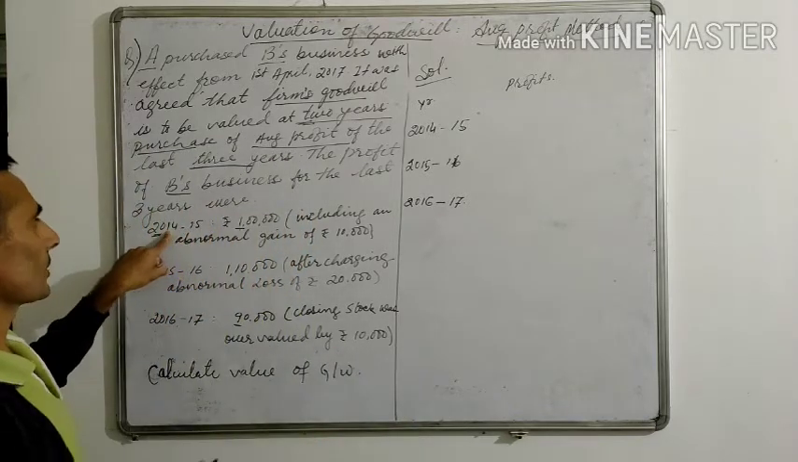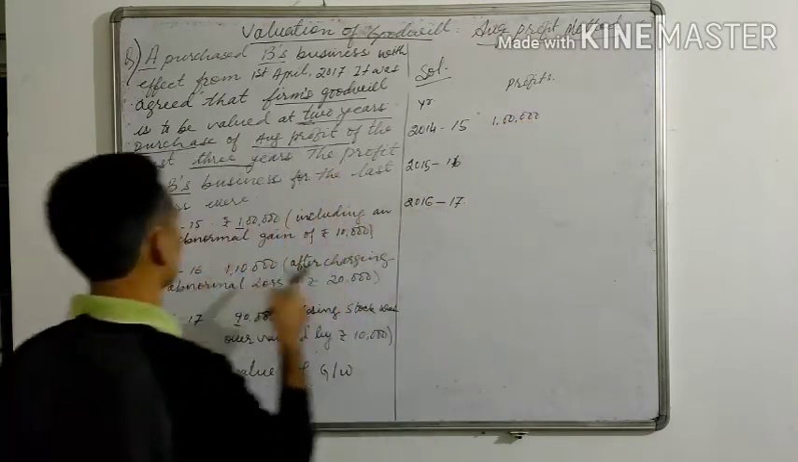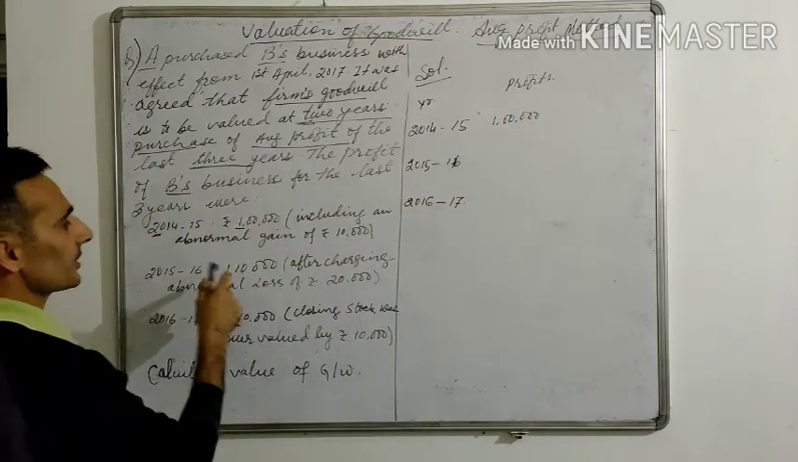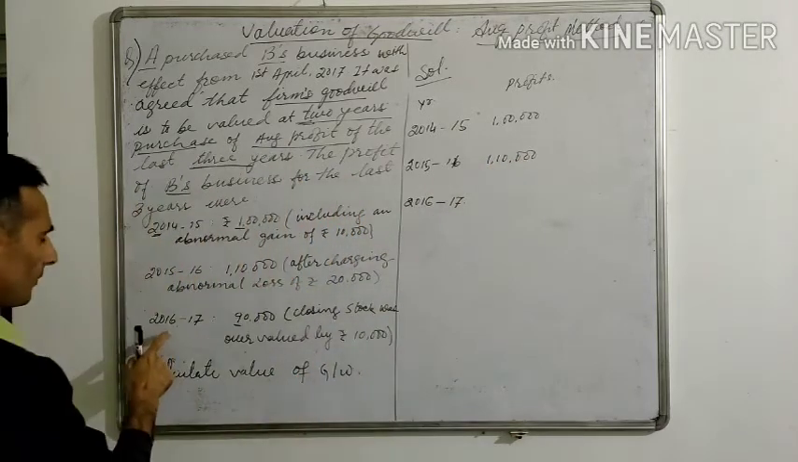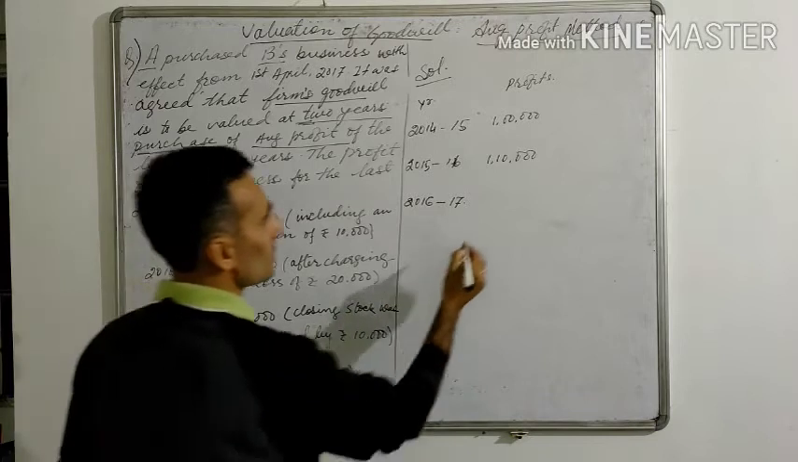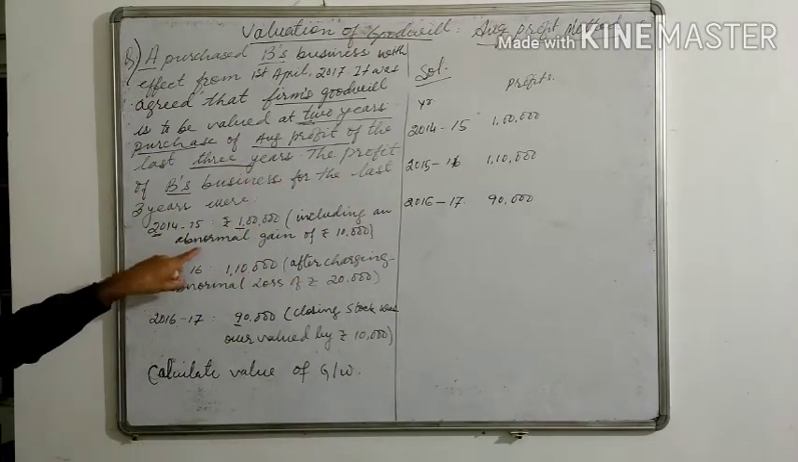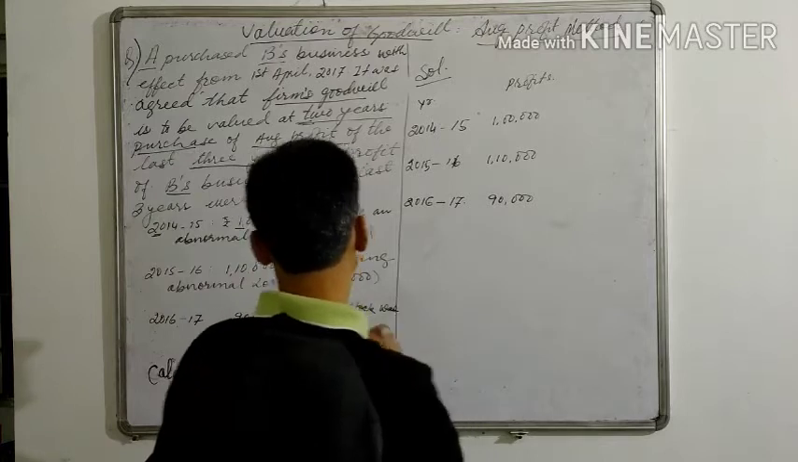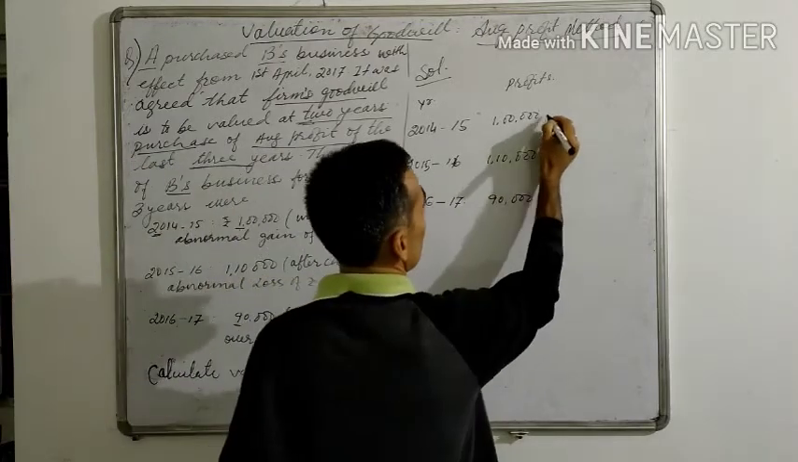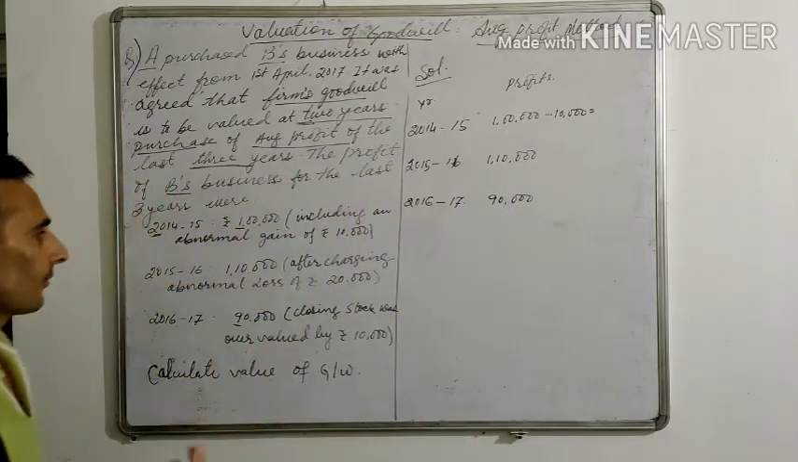The profit for 2014-15 is 1 lakh. So let's have 1 lakh here. The profit for 2015-16 is 1 lakh 10,000. And the profit for 2016-17 is 90,000. Now, this is the abnormal gain. This gain should not be included. That is why this should be subtracted. So a gain of 10,000 should be subtracted here because this should not be included for the future profit.